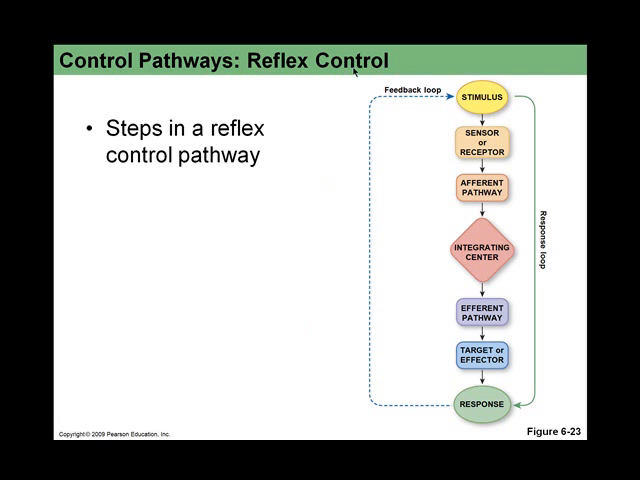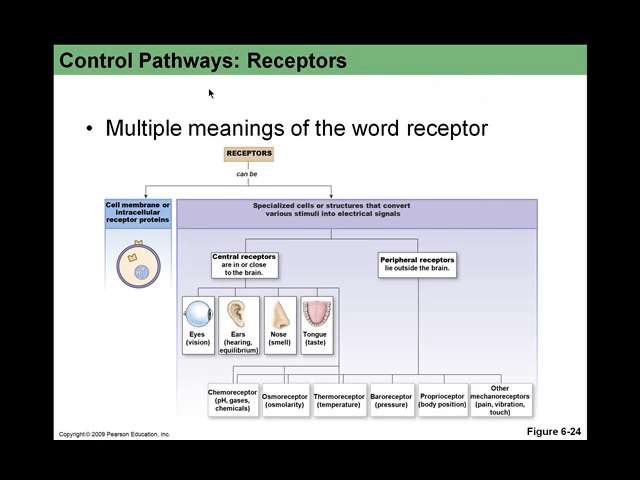So the reflex control is one that we can consider in this slide. There are steps in a reflex control pathway: stimulus, sensor or receptor, afferent pathway, integrating center, efferent pathway, target or effector, and the response. So there is a response loop, and then there is a feedback loop. So let's think of these control pathways, starting with the receptor.